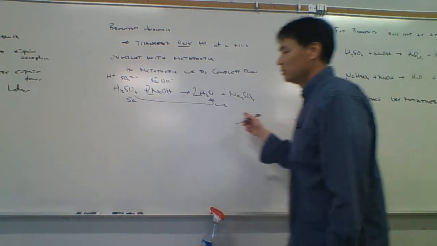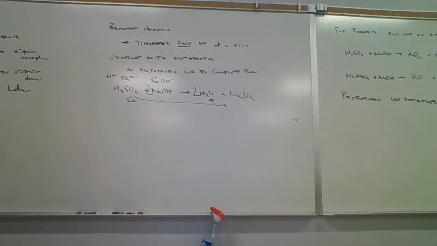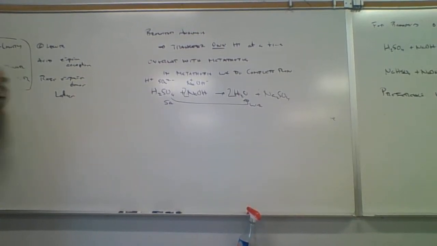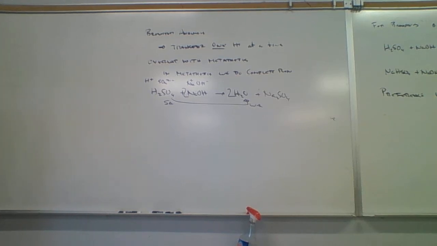In this case, it's possible. We could just treat this as an AB plus CD type reaction. However, in that last reaction that I just wrote up, it's not possible. We can't do a metathesis. The metathesis doesn't work. And so if there's overlap, then we're going to use metathesis. If there's no overlap, then we're going to have to use the Bronsted method for doing this. The Bronsted method is not difficult. It just takes some practice.